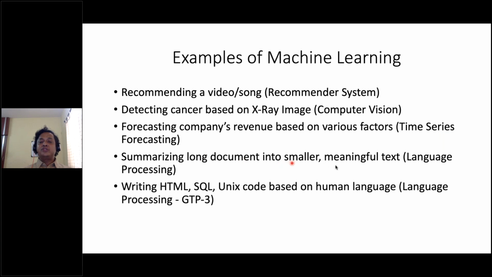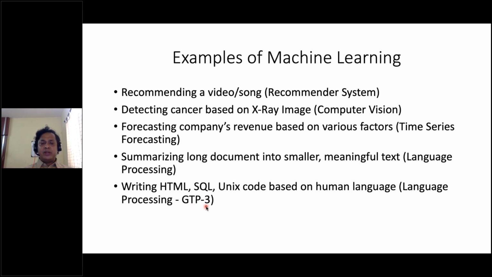Summarizing long documents into smaller and meaningful text. That's an example of language processing. So I think there are apps like InShorts or something like that. What those do is they read probably a long news article, and then they summarize the text so that it can be easily and meaningfully consumed by human beings. And the last thing, this is something very interesting. I'll say you should all read about it. Do a Google search and read about it, GPT-3.